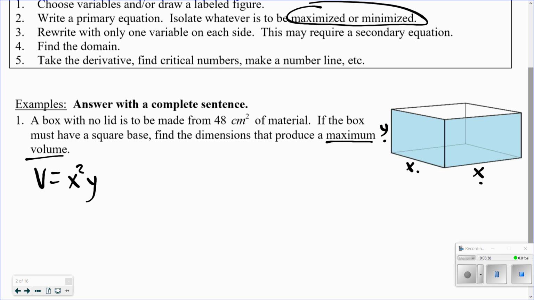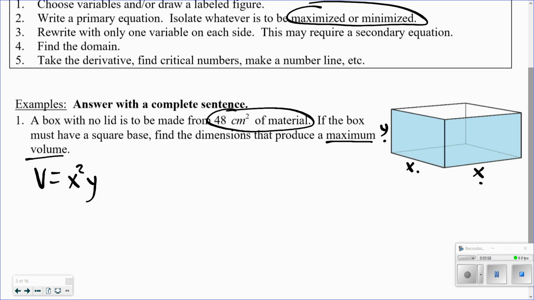So look at whatever other information it gives you. It says a box with no lid is made from 48 square centimeters of material. Hey, this part right here, that is the surface area of the box. That's how much material you have to make the box. So I'm going to use that to come up with a secondary equation.